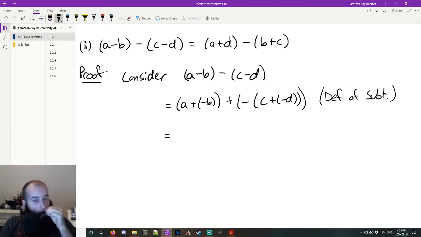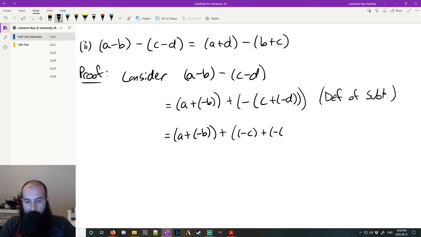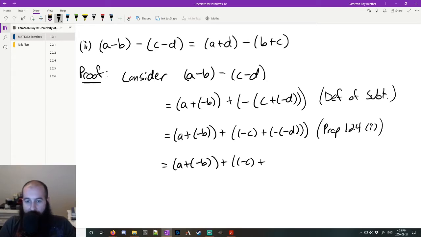Now, here we'll apply proposition 1.24 part 1 again. And what we'll get is the additive inverse of C plus the additive inverse of the additive inverse of D. Now here we can say that the additive inverse of the additive inverse of D is just D. This is proposition 1.20 part 1.